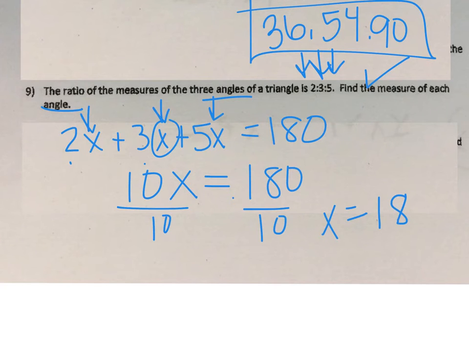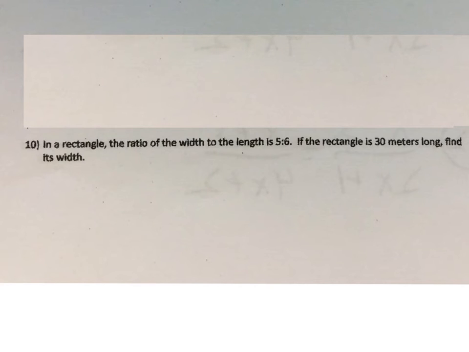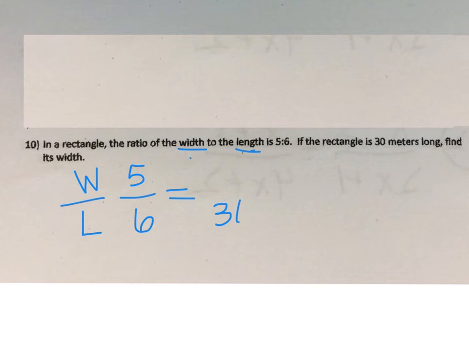All right, so this one is comparing the width to the length. So we're going to put the widths on top. We're going to put the lengths on bottom. And so these are in order, because it said width to length. So width is on top, so that's 5 over 6, which is our length. And the rectangle is 30 meters long. So that's an indication of length. And it wants us to find the width.